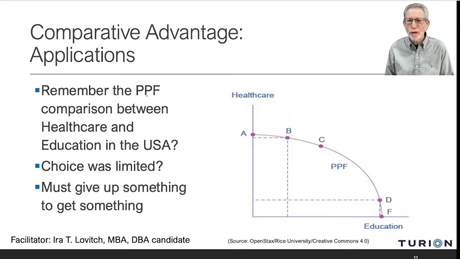We call it the production possibilities frontier or curve, PPF for short, and we used healthcare and education, comparing again what could be spent in an economy on either or both. All the money on healthcare, point A, all the money on education, point F, and some balance in between. And most societies, of course, are not going to spend all of their resources in one area or another.